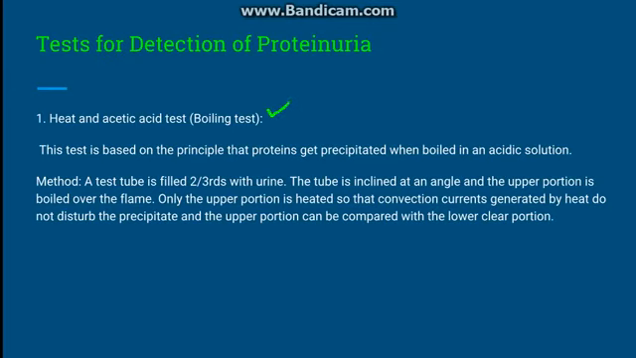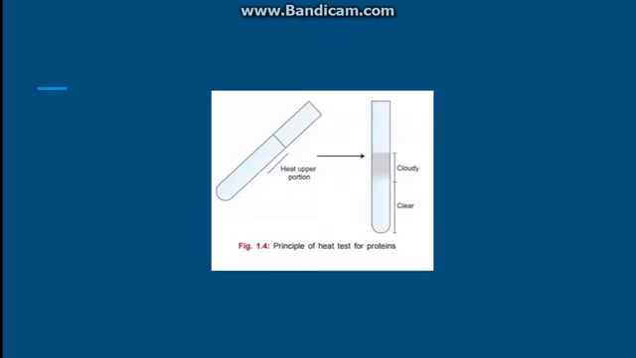First is the heat and acetic acid test, and this is based on the principle that the proteins get precipitated when we boil them in an acidic solution. That means the urine sample should be slightly acidic, and then we boil it, then the proteins will be precipitated.